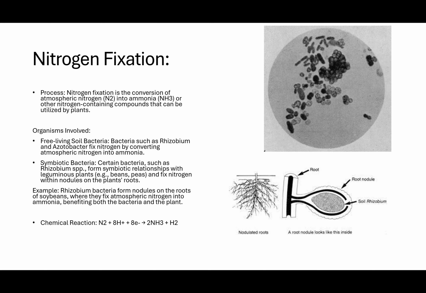Such as our Rhizobium species. So different types of Rhizobium form symbiotic relationships with leguminous plants and fix nitrogen within their nodules on the plant's roots, the fibrous roots. For example, Rhizobium bacteria form nodules on the roots of soybeans where they fix atmospheric nitrogen into ammonia, benefiting both the bacteria and the plant itself.